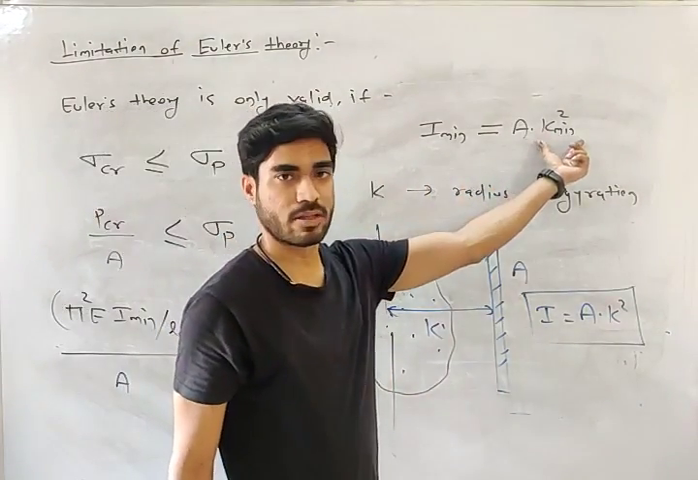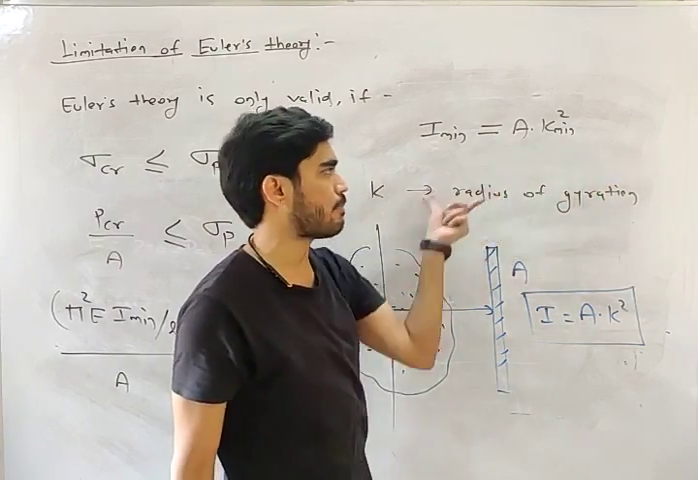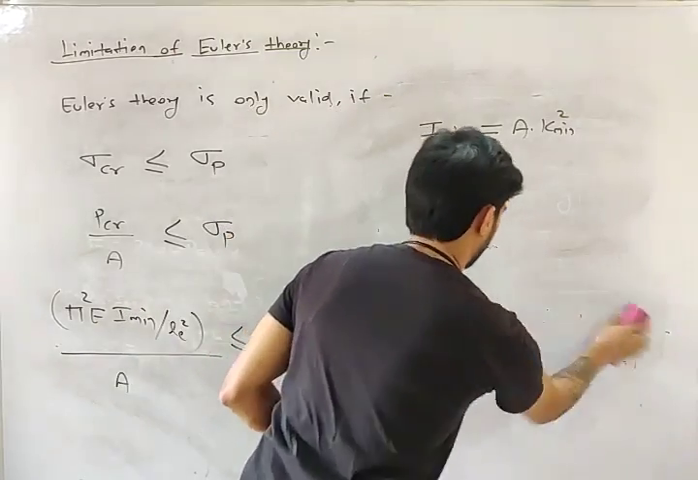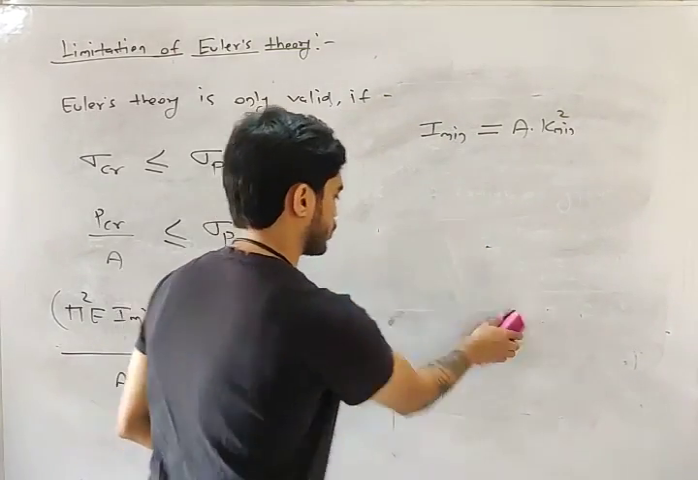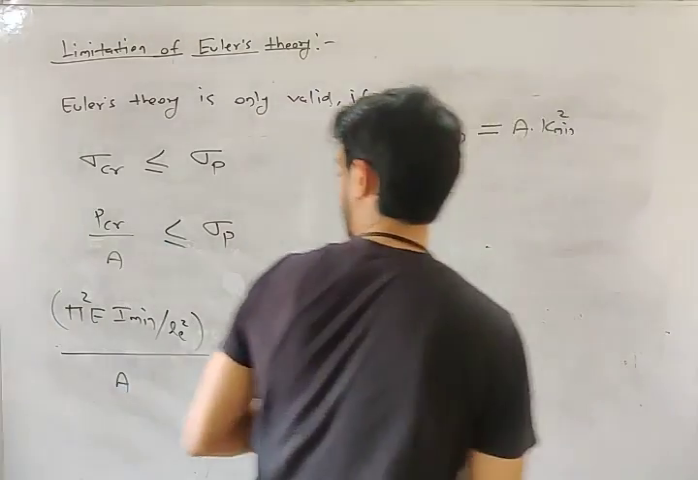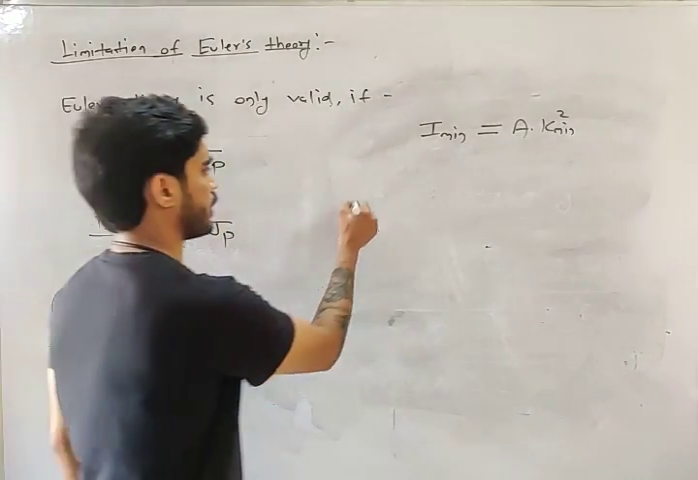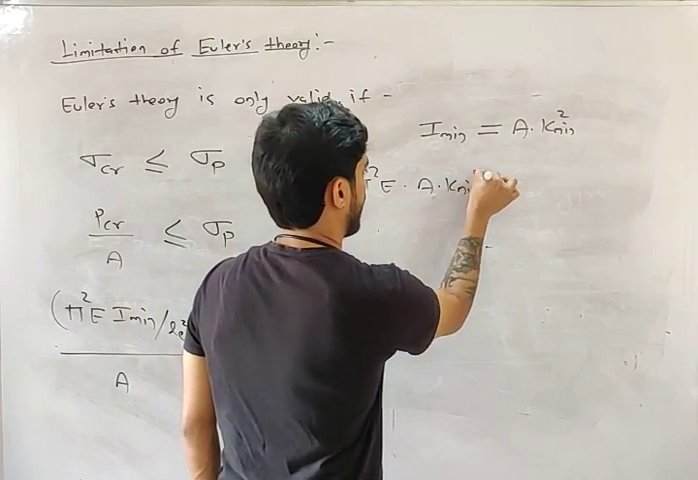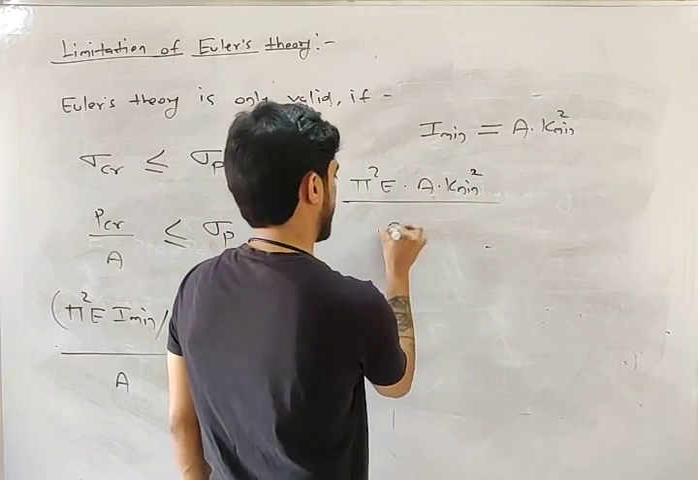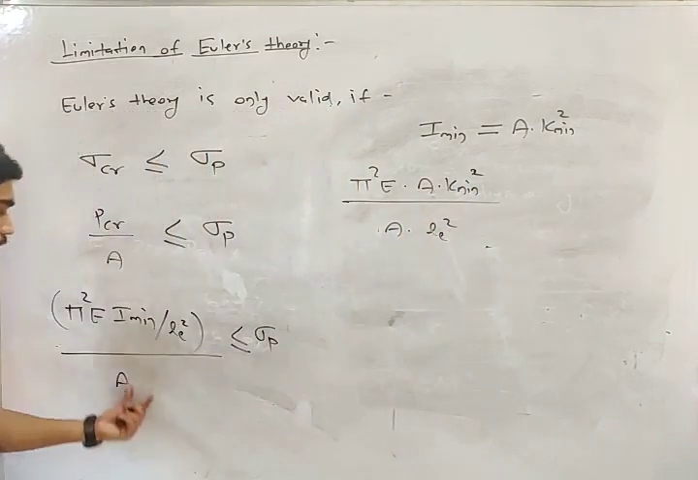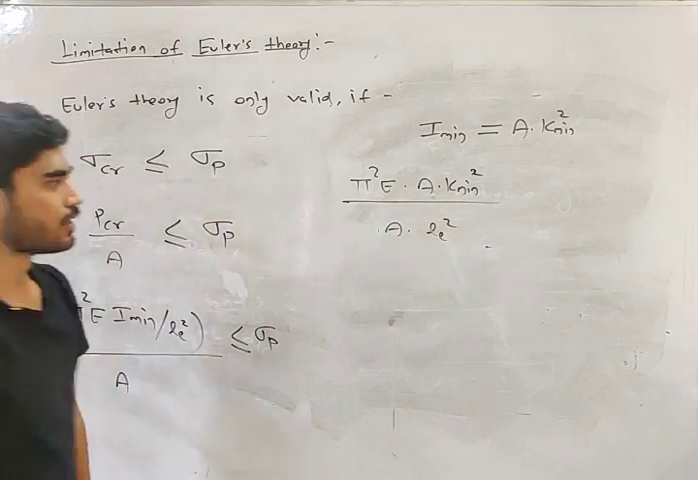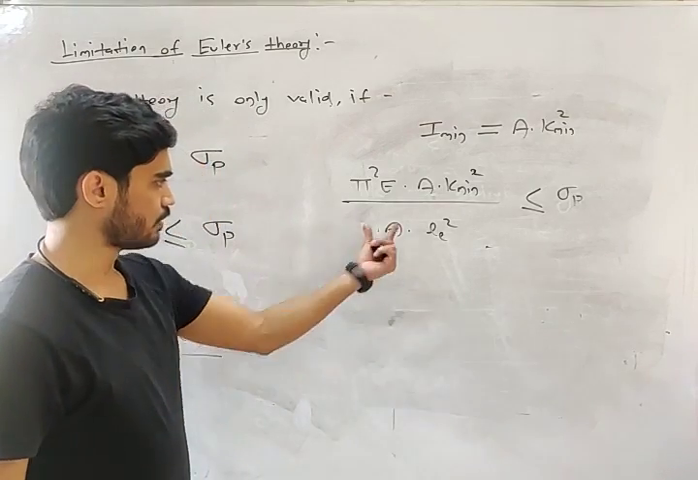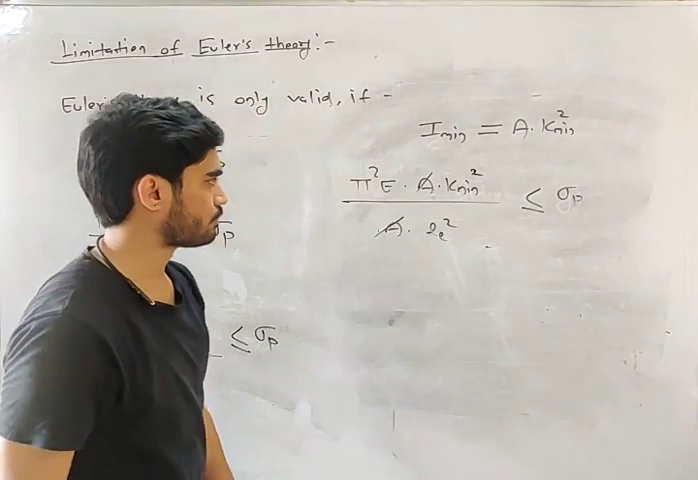And what is K minimum? Minimum radius of gyration. K minimum means minimum radius of gyration. So put I equals AK squared. What will you get, my friend? If you put I equals AK squared in this equation, you will get pi squared E A K minimum squared divided by A times LE squared. This LE, I have got it here. It should be less than or equal to sigma P. Now, this area and this area will be cancelled.